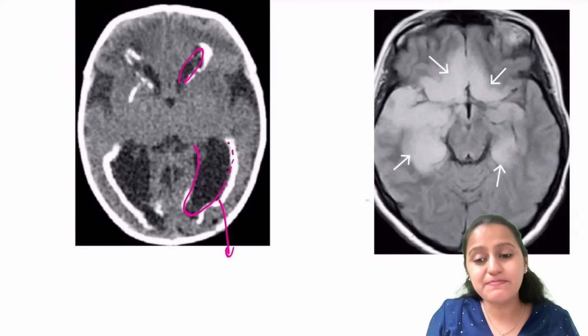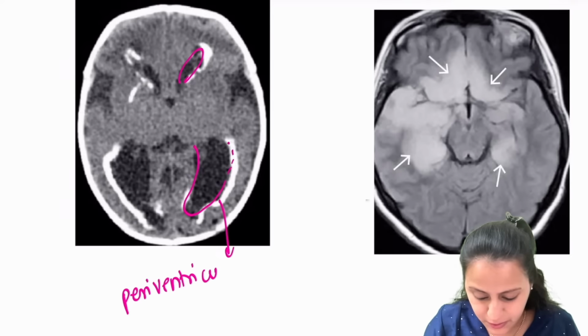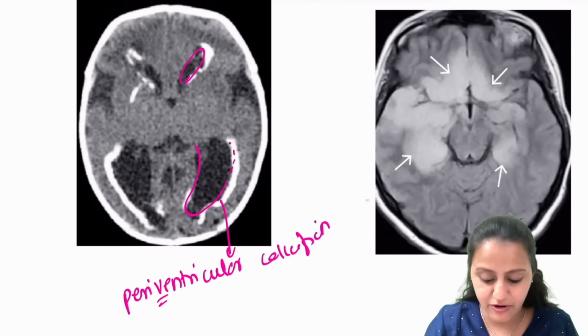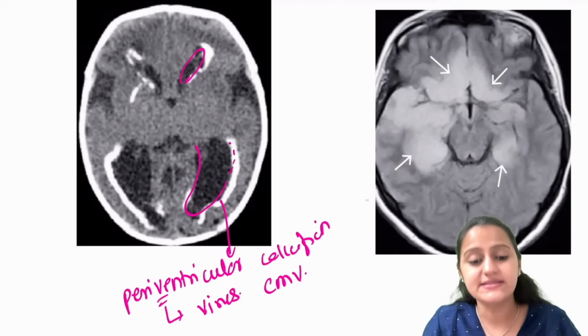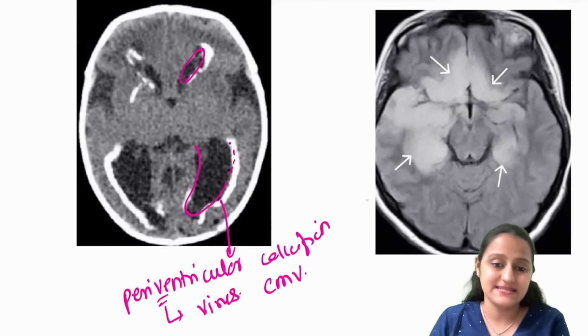So where do you see periventricular calcification? Classical of, remember, V for V. Ventricle is seen with the virus. What virus? CMV. Congenital CMV shows this periventricular calcification.